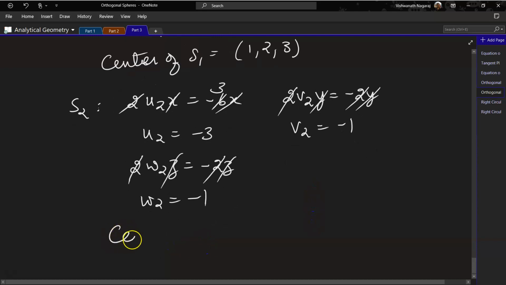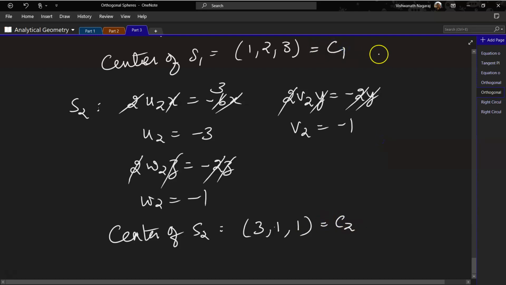So the center of S2 is equal to minus u, minus v, and minus w, which is (3, 1, 1). Let us say this is equal to C2 and this is equal to C1, center 1.